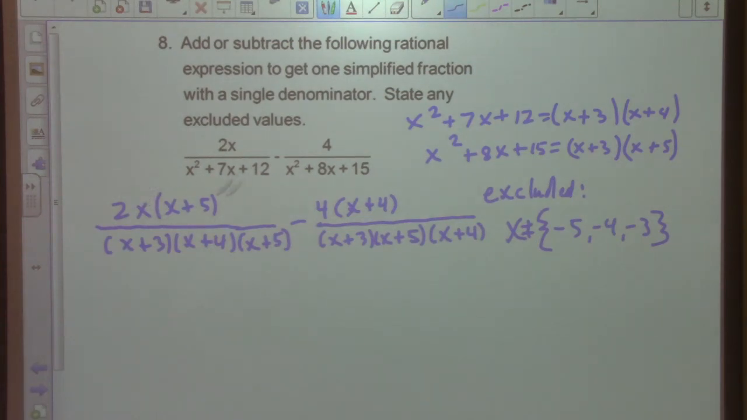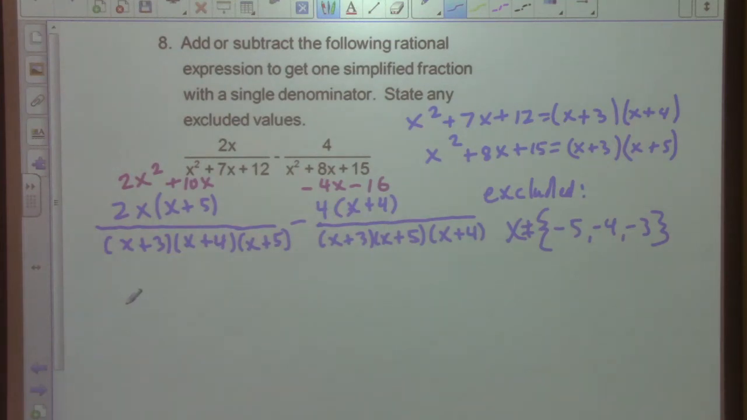Okay, what I'm going to do is I'm just going to distribute these numerators here and just leave these up here. So here, for this one here, we have 2x squared plus 10x. Does that make sense to you? Okay. And then over here, for this one, we're going to have minus 4x minus 16. Does that look right to you? Okay.